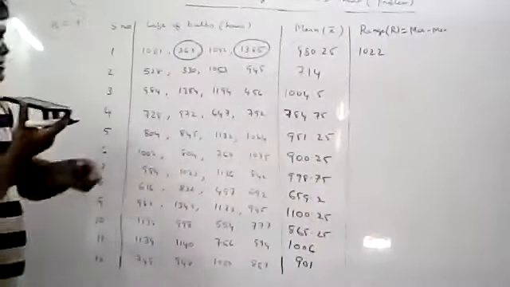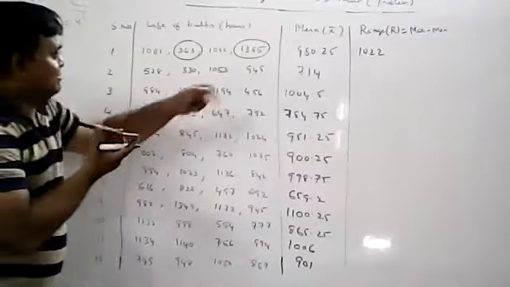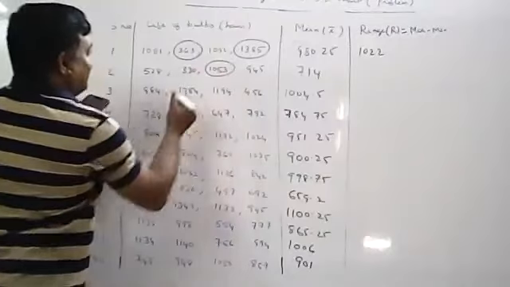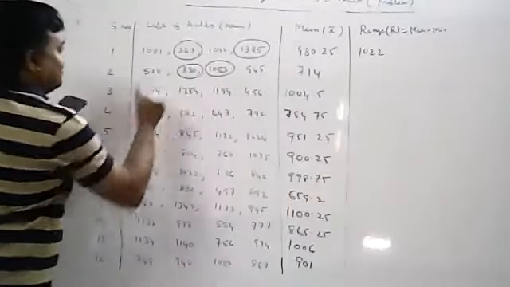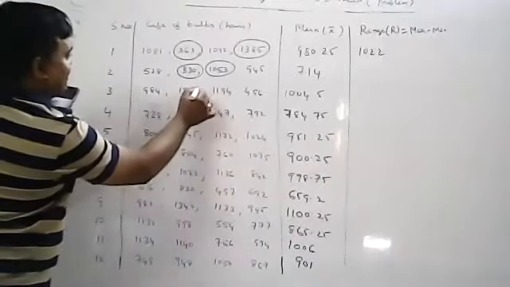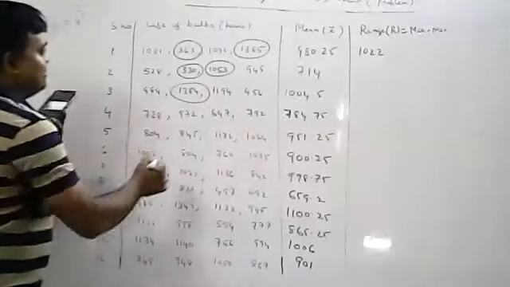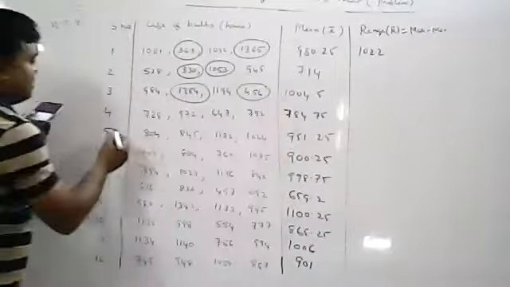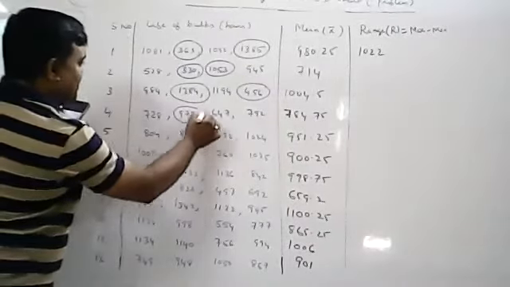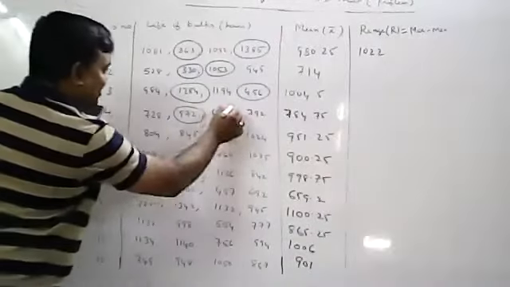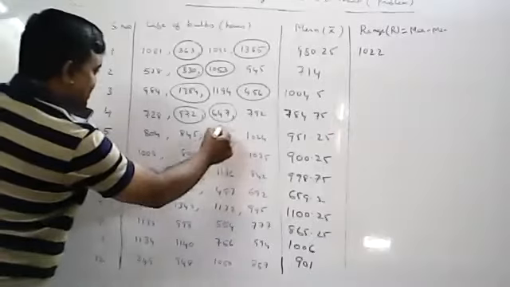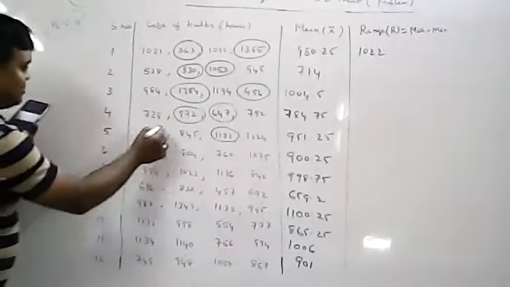I will identify maximum values and minimum values first. Second sample. What is the maximum value? Just make it a round figure like this: 1053. What is the minimum value? 330. Similarly, third one. Maximum value is 1384. Minimum value is 456. Fourth sample. Maximum value is 972. Minimum value is 647. Then fifth sample. Maximum value is 1132. Minimum value is 804.